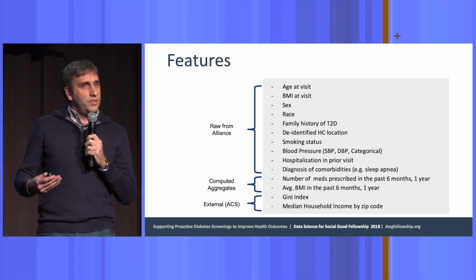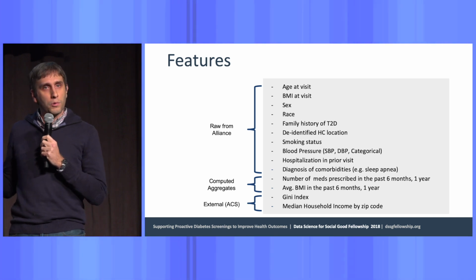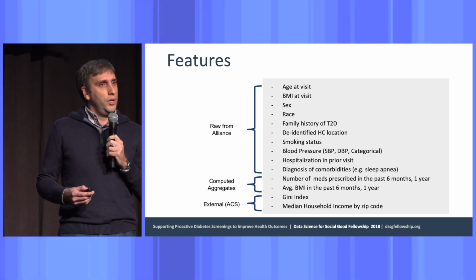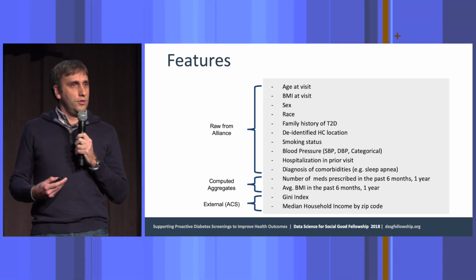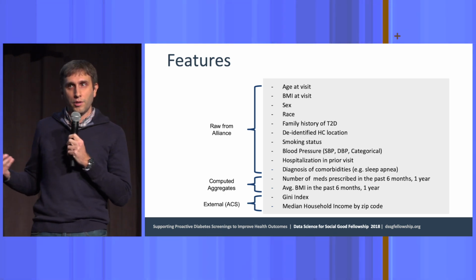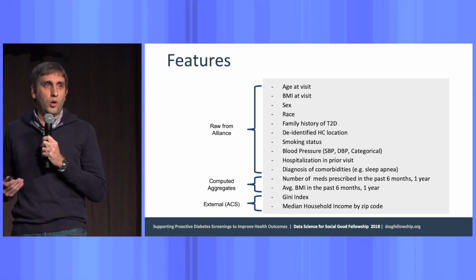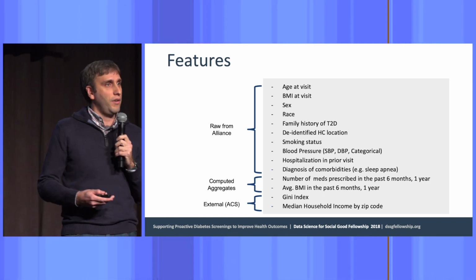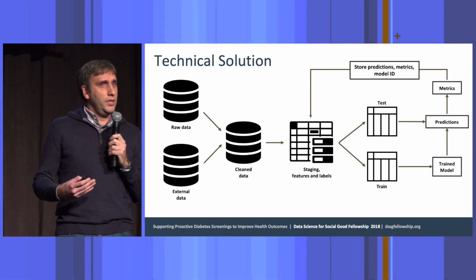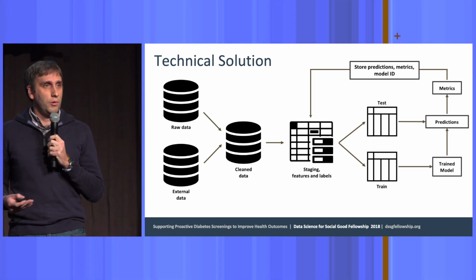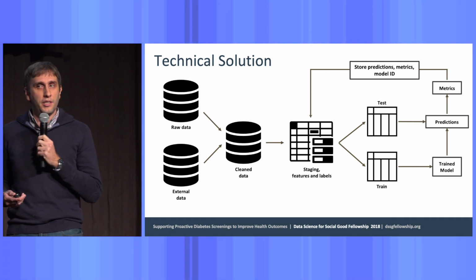After several conversations with our partners, we came up with the following list of features, which were used to train and test our models. Some of these features were directly obtained from the raw data, while others were computed using aggregation functions. Now, let me briefly talk about some aspects of our technical solution without going into many details.